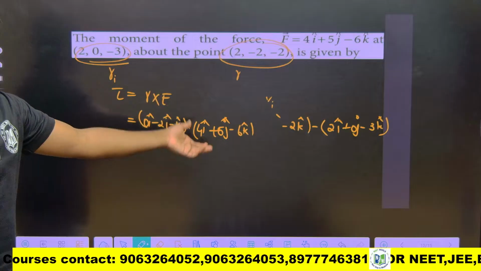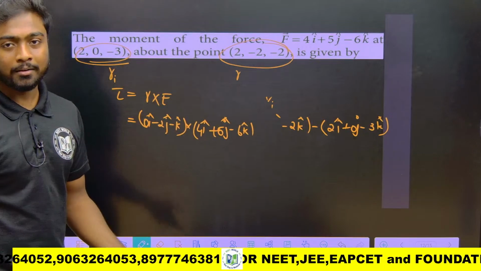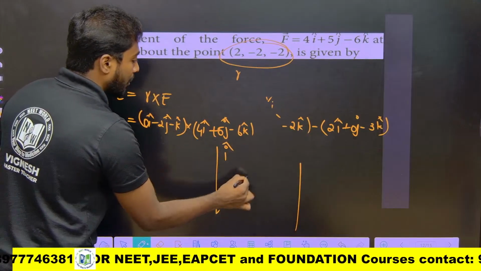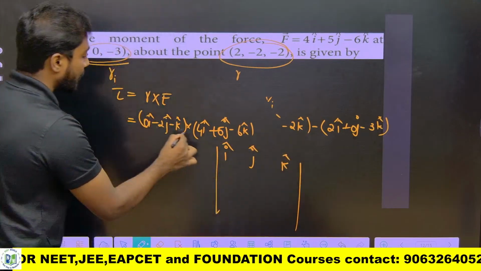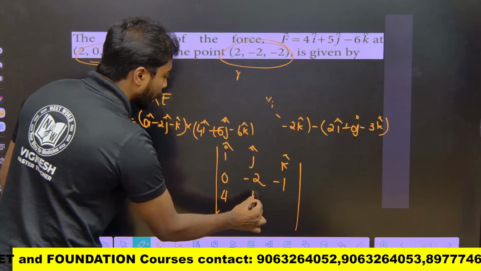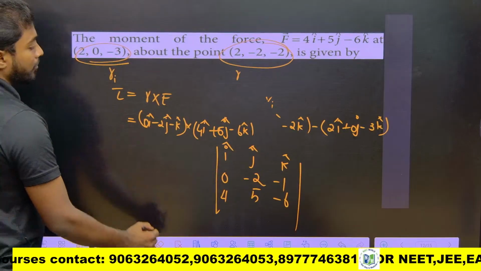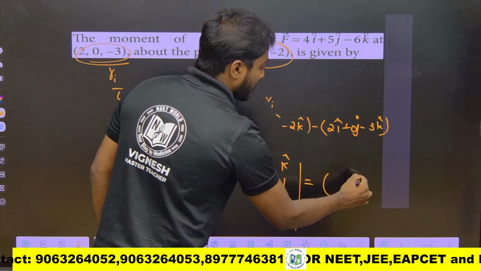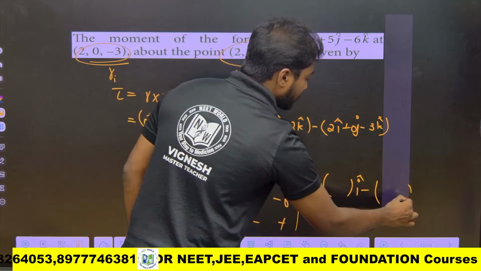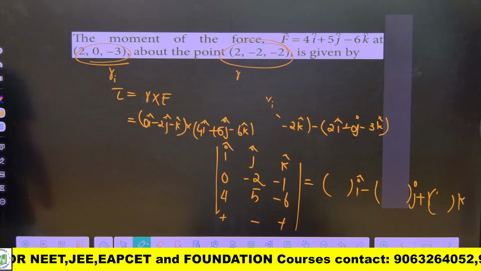So how can I do this one? For the simple thing, j cross k or k cross j can be done easily, but if these things are given, take a determinant with i, j, k. What is the number given here? First row 0, minus 2, 1, then 4, 5, minus 6. When you want to find i, first write the signs here: plus, minus, plus, and j, k.